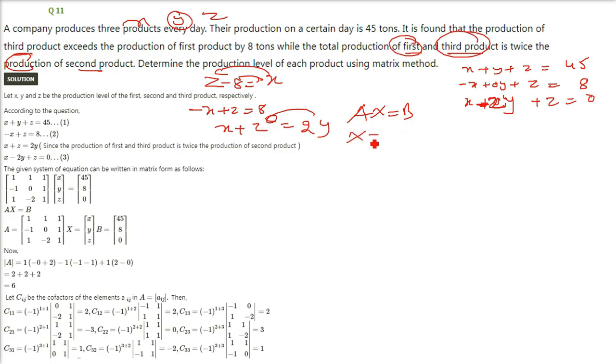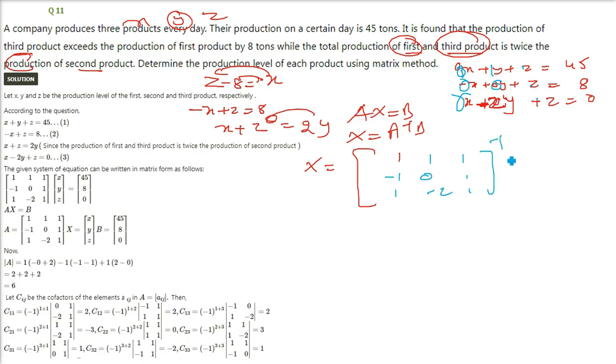X will be equal to A inverse B, and A is what we have seen in the previous question as well. So X will be equal to A inverse. Let me write it. You have to find out the inverse of this, which I am writing. I am writing the coefficient of X. It's actually 1, negative 1 and 1. It's 1, 0, negative 2. The coefficient of Y. Coefficient of Z is 1, 1, 1.